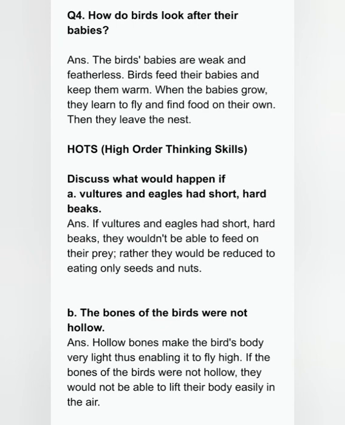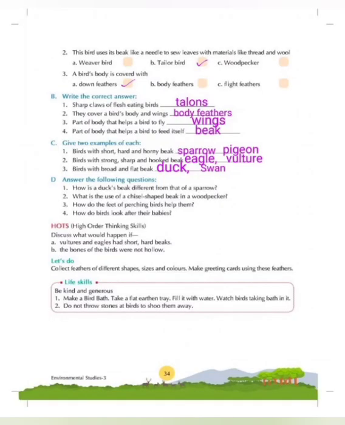Question number B. What would happen if the bones of the birds were not hollow? Answer. Hollow bones make the bird's body very light, thus enabling it to fly high. If the bones of the birds were not hollow, they would not be able to lift their body easily up in the air.